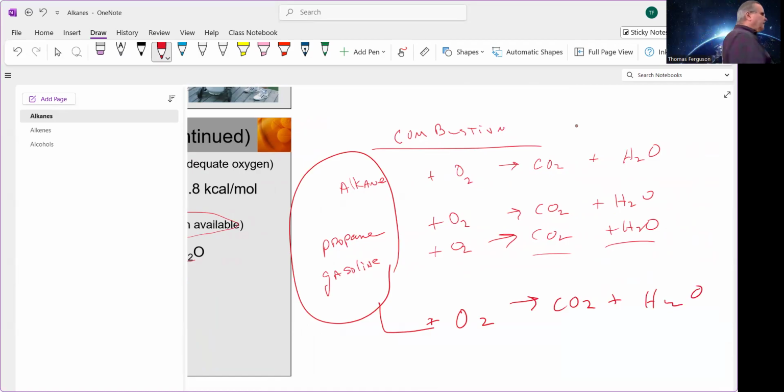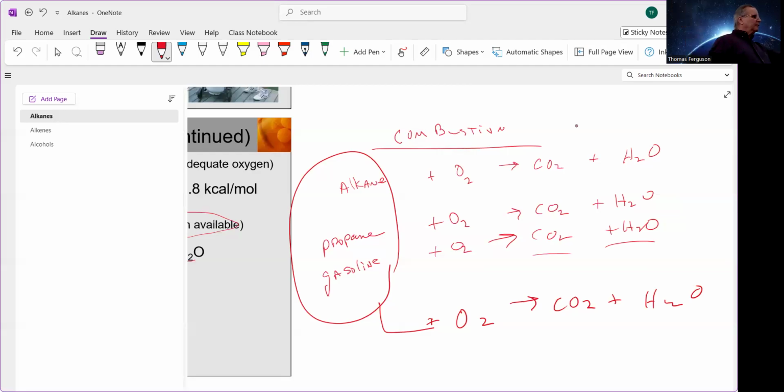Doesn't matter whether it's methane, ethane, pentane, hexane, octane, dodecane. Doesn't matter. They all go to carbon dioxide and water, assuming there's enough oxygen around. Now, who's seen a campfire? Gosh, everyone's raising their hand. What color is the flame? Orange. Okay. Who's seen the flame on their gas stove at home? What color is it? Blue.